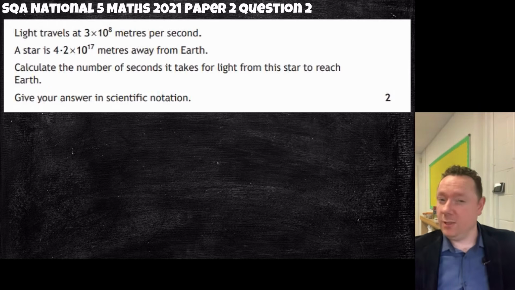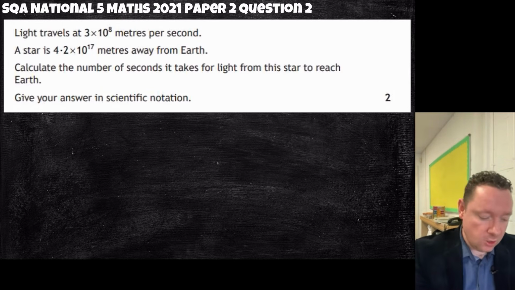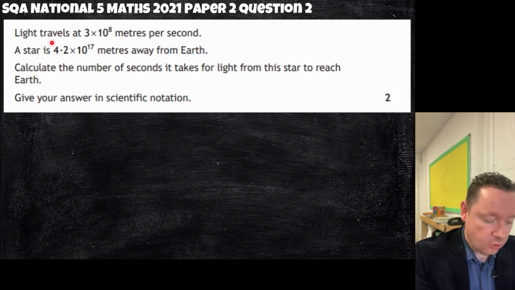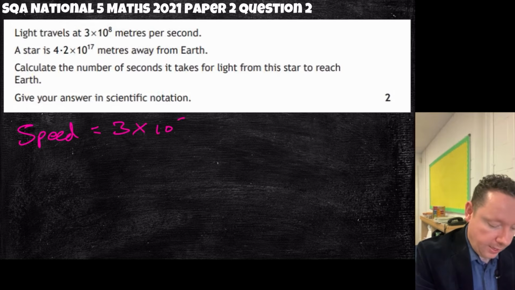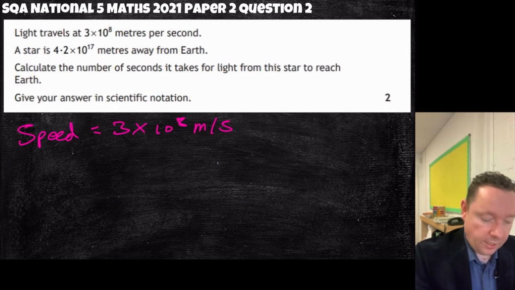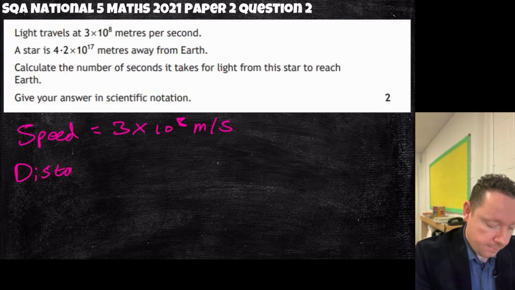So first of all, you have to pull out what it's asking. So let's just look at each individual line. Light travels at something metres per second. Metres per second is speed, so let's write down speed, 3 times 10 to the 8 metres per second. Next line says a star is something metres away. Metres is distance. So I've got a distance, and that equals 4.2 times 10 to the 17 metres.